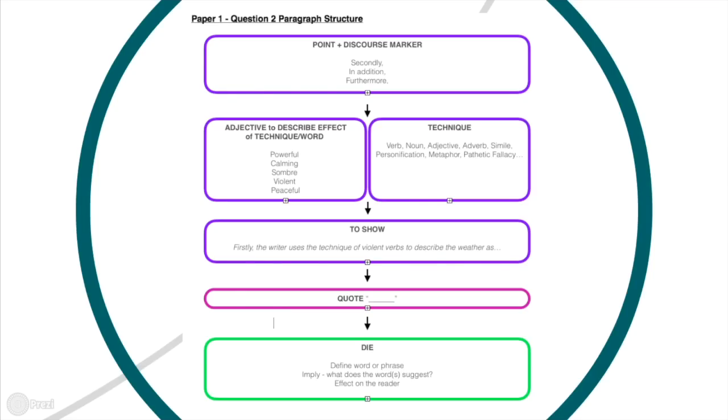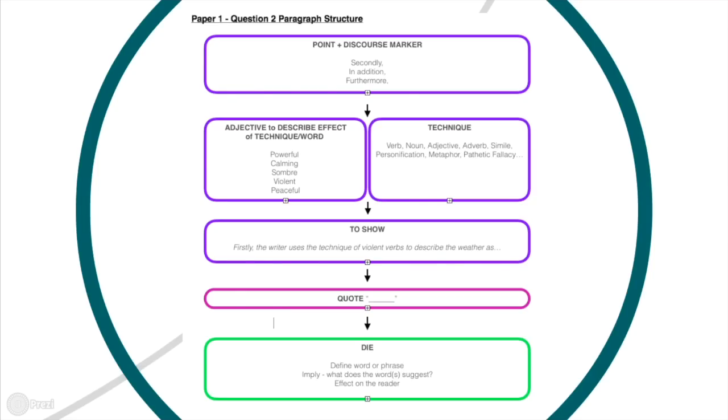So if we break that down a little bit further, we need to start our answer with a discourse marker. We need to make sure that we explain to the examiner what word class our word is in the quote that we've chosen. So that's what we've done there with the technique. And I would also suggest taking an adjective to describe the type of word that you are going to analyse. Okay, and I will show you an example of this to make it clearer.